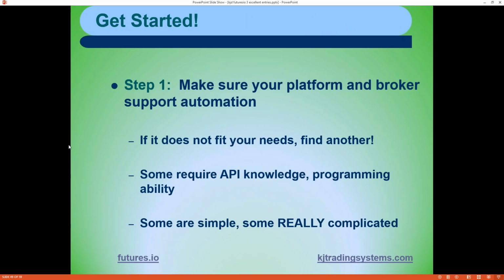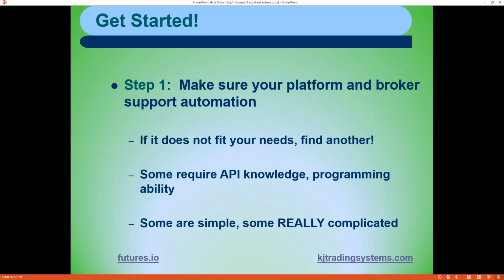Got to make sure your broker and your platform support automation. You'd think, oh yeah, of course, but there are some backtesting platforms that do not hook into any brokers and do not support automation. All they do is backtest. So that isn't what you want. You've got to find somebody else to do it.